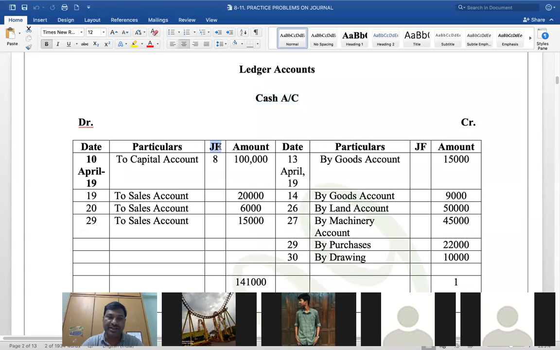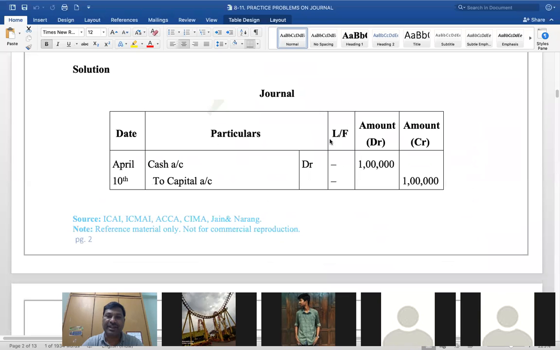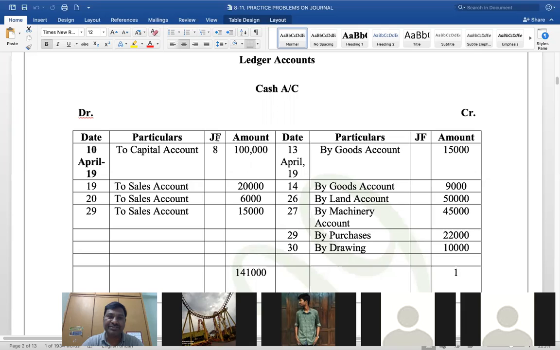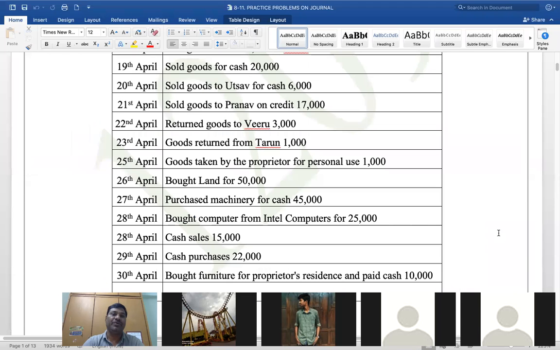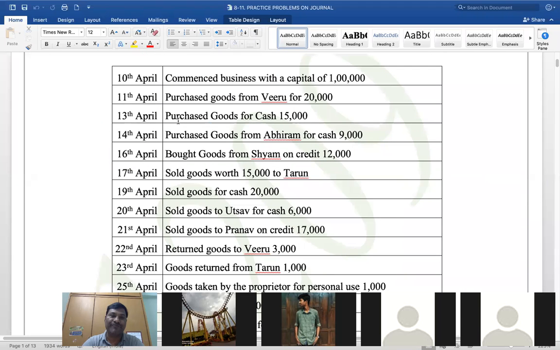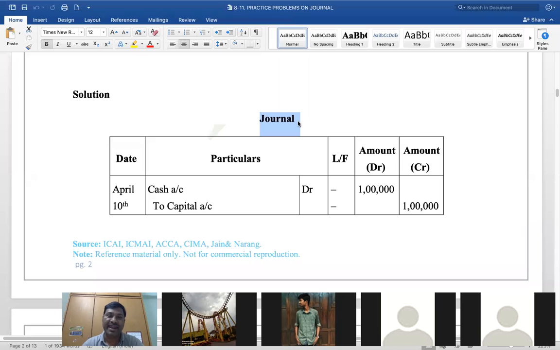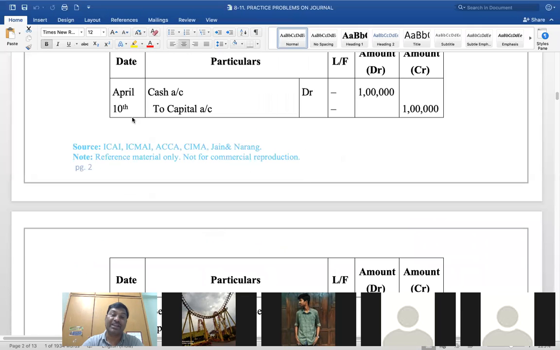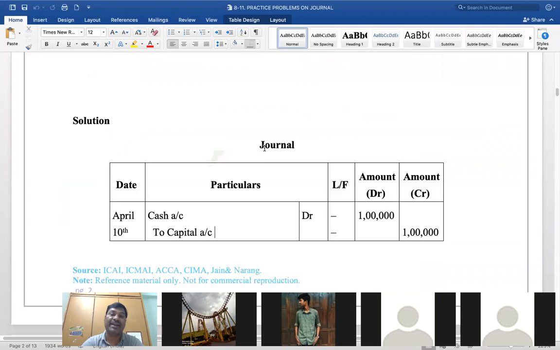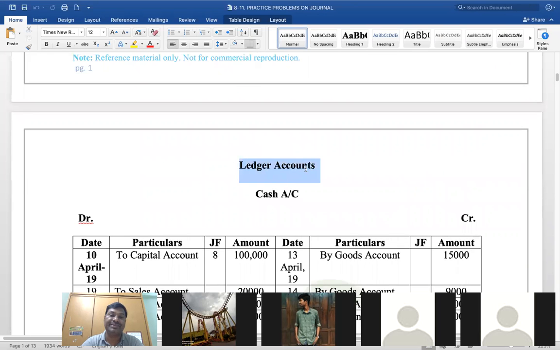Now, in the journal, we were writing ledger folio. In the ledger, we are writing journal folio. Now, let us begin entering the data. The data given in the problem is first recorded into journal, and the data that is recorded in the journal is classified in ledger.